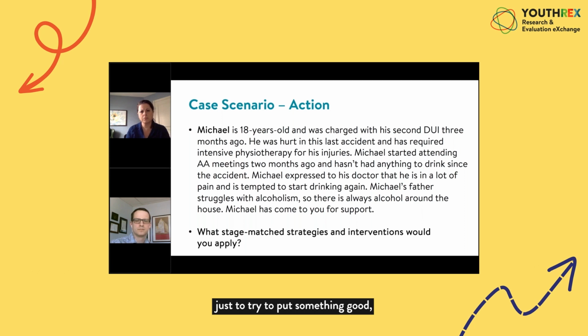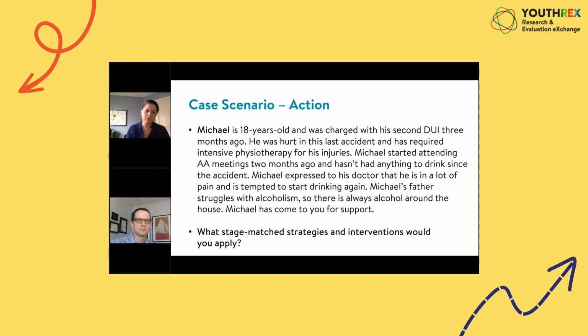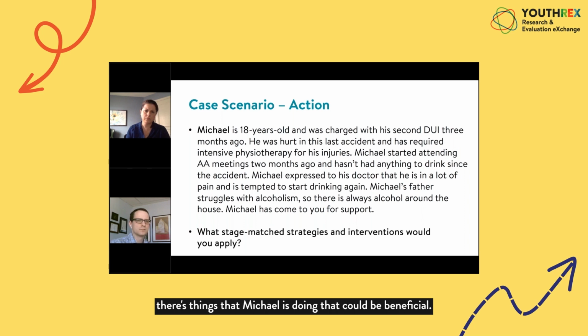to introduce some good activities which are a reward for what he has been doing, and hopefully limit the things that are putting him at risk of wanting to drink again, because clearly this is something that's still going on in the home. Another thing would be also to consider getting some support for his father. The other thing is also recognizing that there's things that Michael is doing that could be beneficial. So Michael could be a part of the intervention for the dad or not.